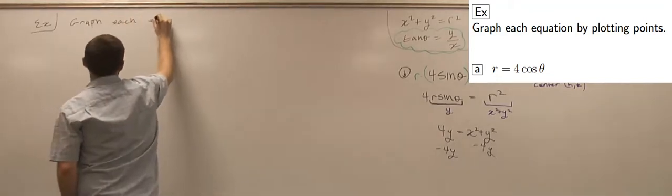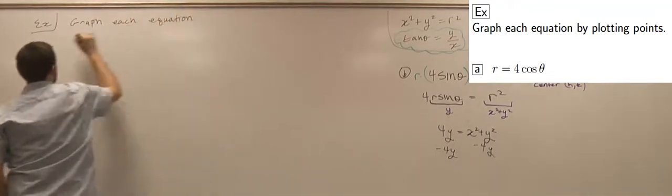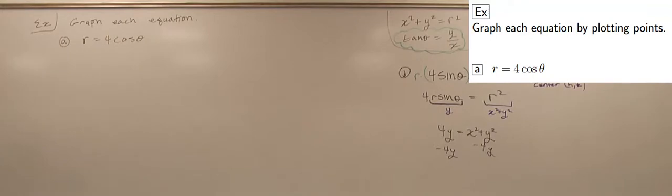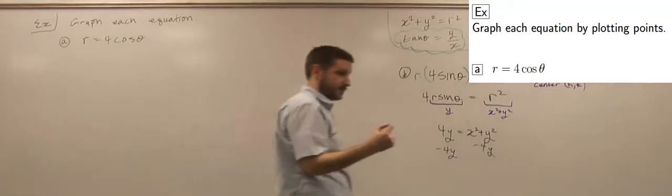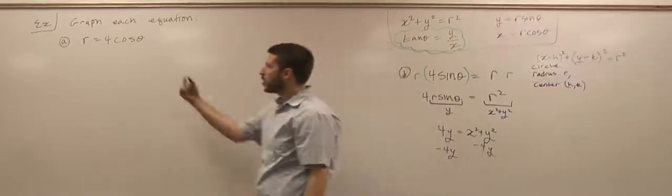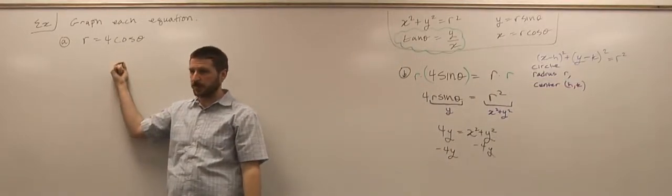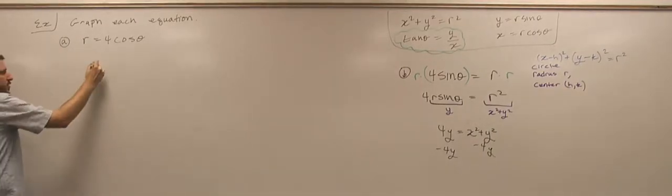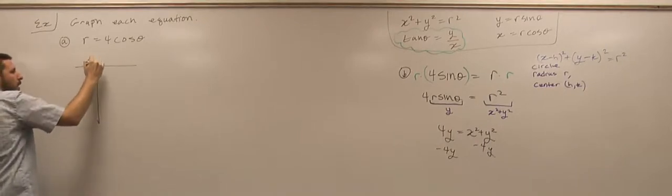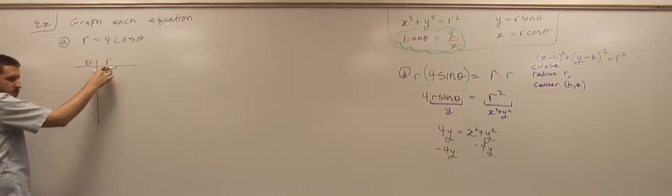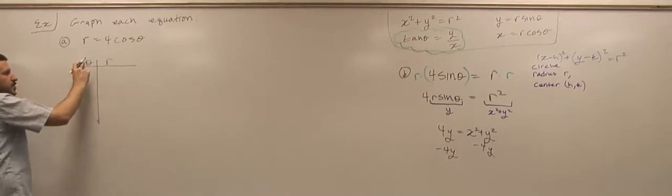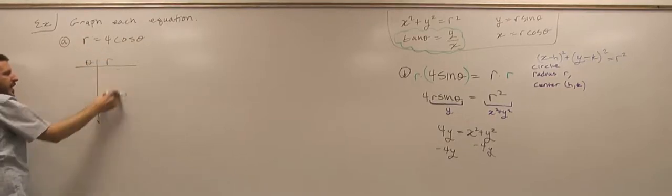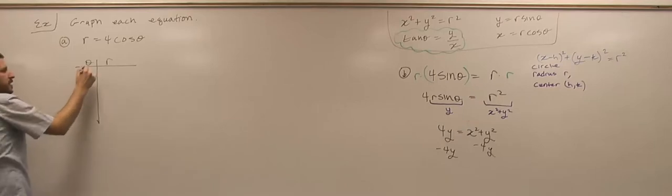Graph each equation. A: r equals 4 cos theta. Here's my advice. When you're plotting in polar, try to make it as easy on yourself as possible. So for example, I'm a lazy man. If I were plotting this right now, you have to pick theta values and figure out r values, just like an xy table. Theta is your independent variable, that's the thing you plug in, and r is what pops out. So you pick thetas and you get out r's. To start with, try very simple thetas.